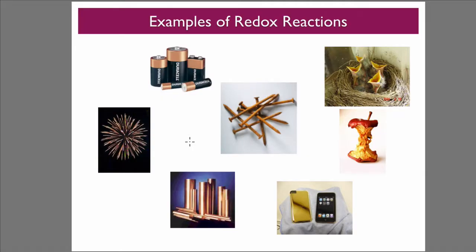There are many examples of redox reactions, and you can see a few here. For example, batteries: there are redox reactions going on inside chemical batteries. We also have redox reactions taking place in rusting, when an apple browns, gold plating, fireworks, etc.